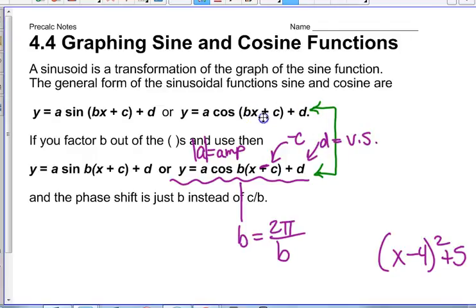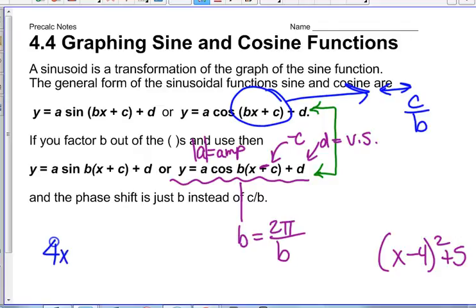Now, when they leave it multiplied in here, which is the way they teach it in trig, then because you have not factored it out yet, the phase shift left or right is actually C over B. Because, let me explain that. Write this down. I'm writing this down. If I take out a 4, how do I decide what goes at the end? I divide it by 4 and get 2, yes? So if I want to take the B out, I have to divide C by B.